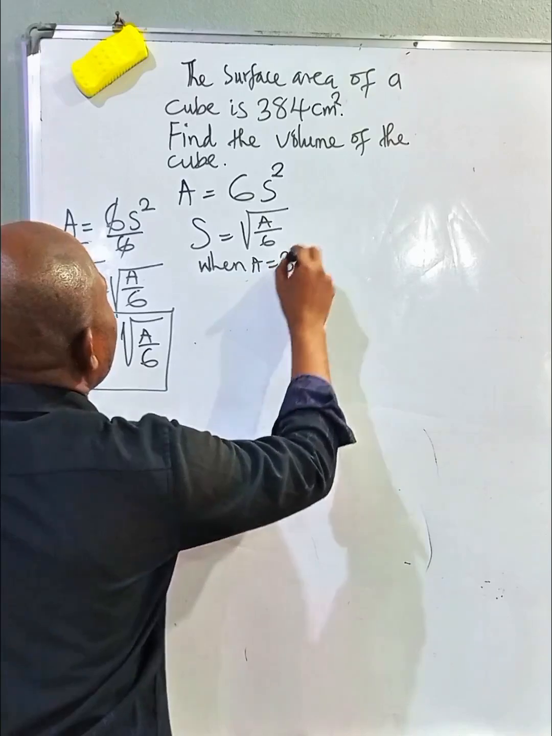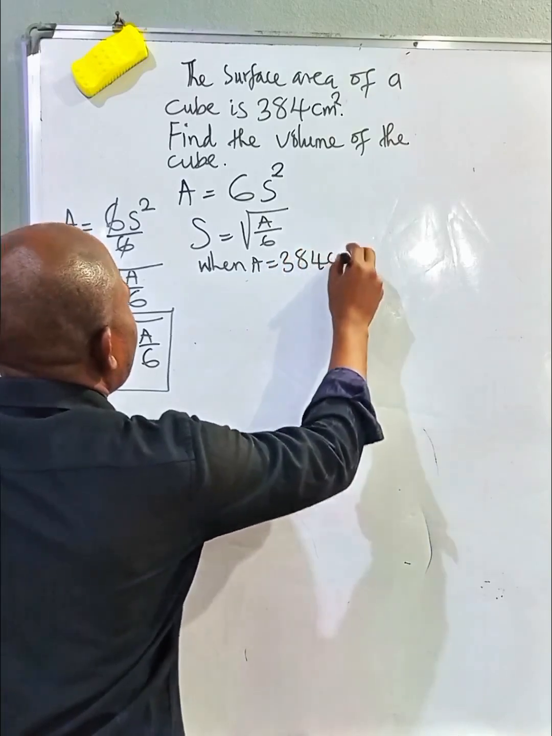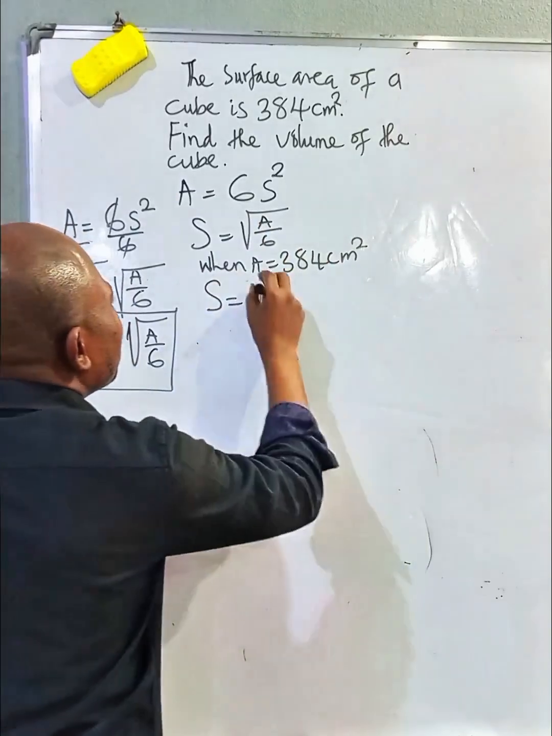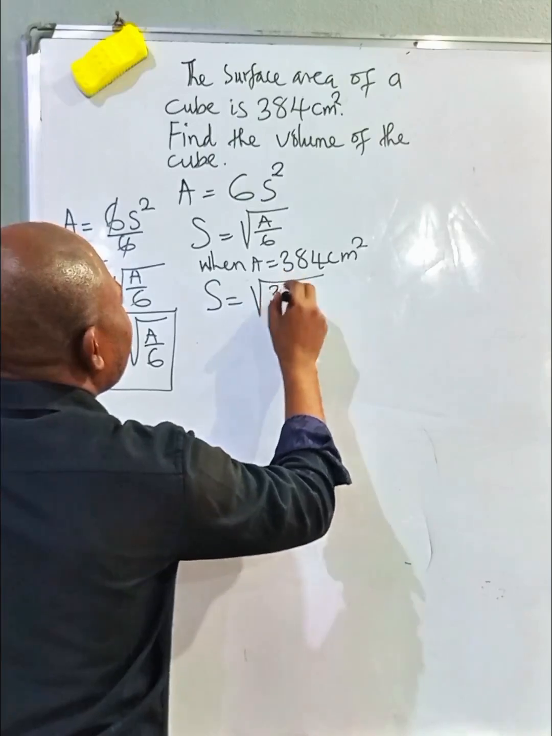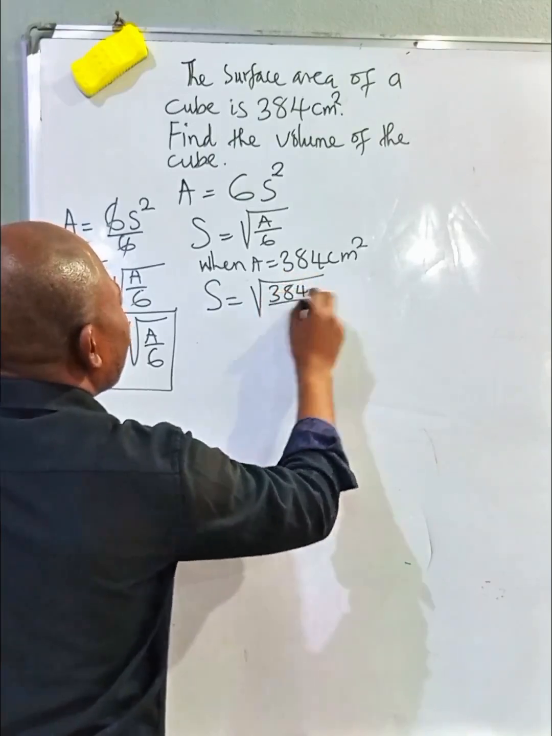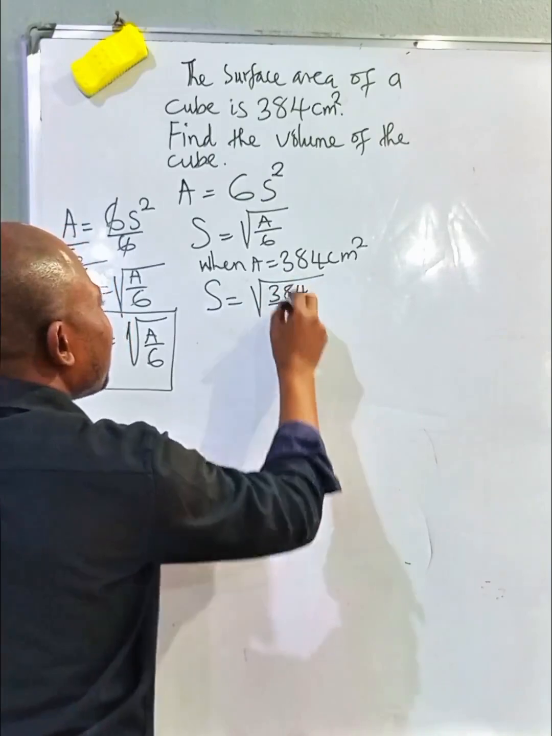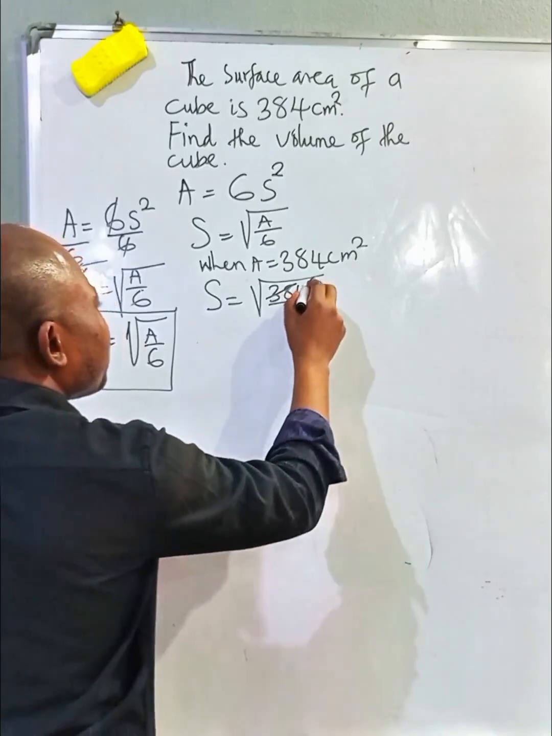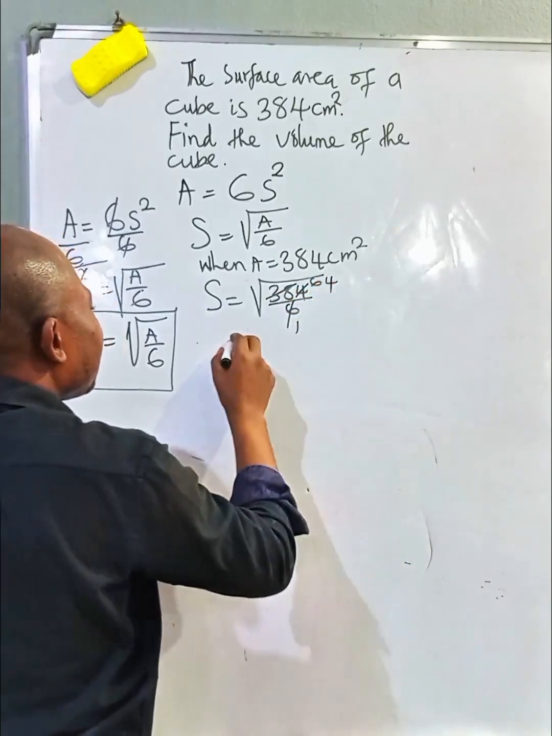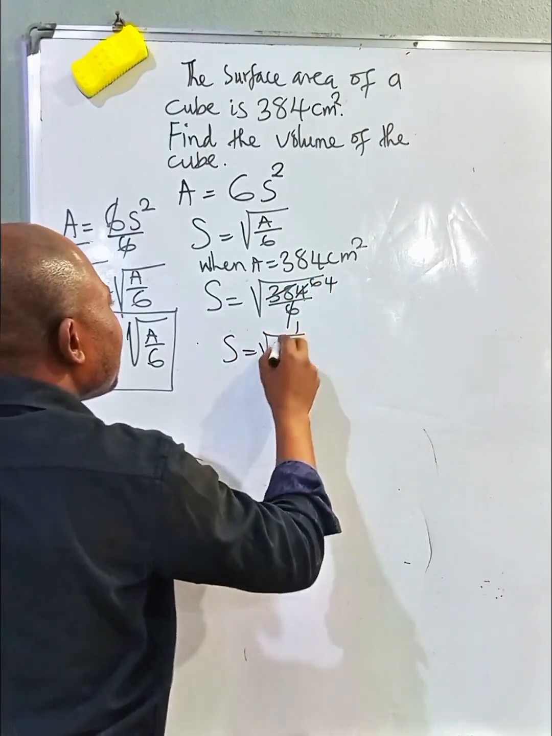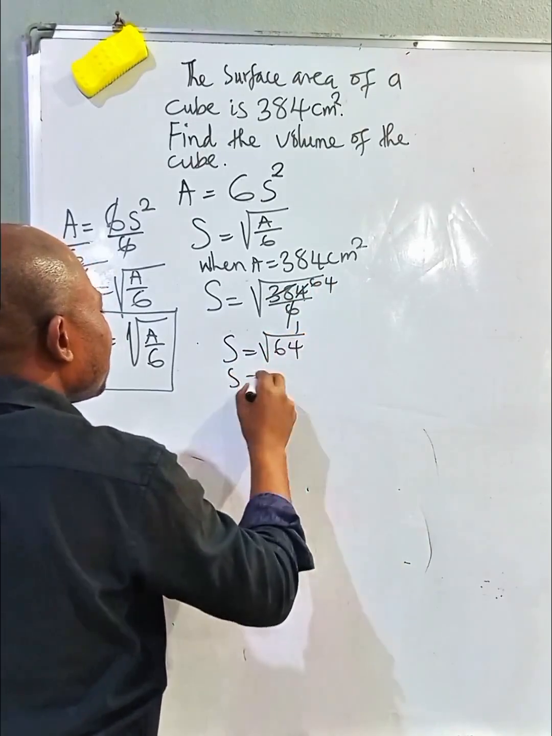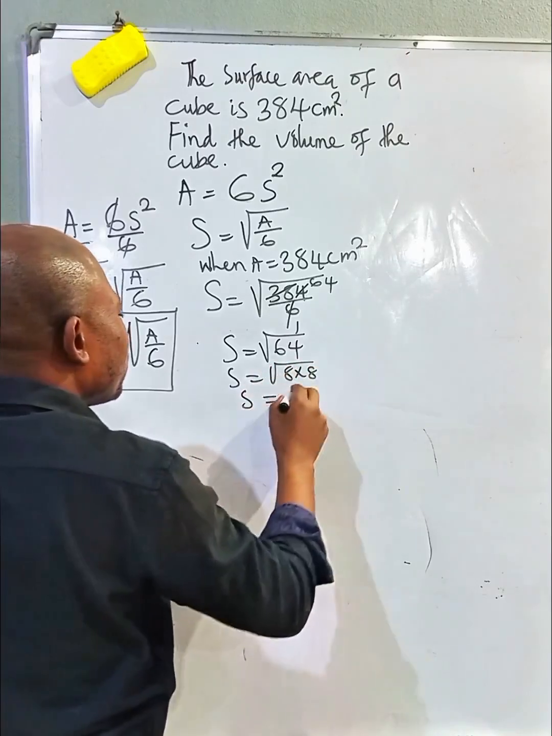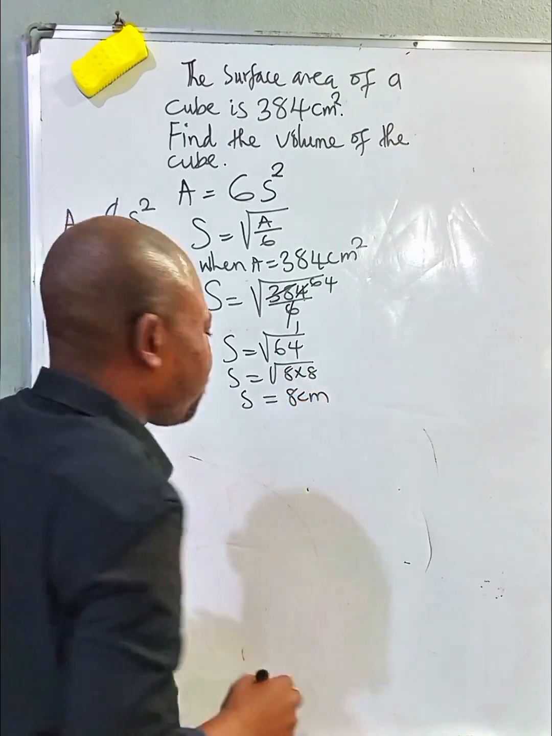is 384 cm squared. So we substitute right away. We have our S to be the square root of 384 over 6. 6 into 38 gives us 6, carry 2. You place that 2, it becomes 24. You divide, you have 4. That means that S is the square root of 64. S is equal to the square root of 8 times 8. And then S is equal to 8 cm.